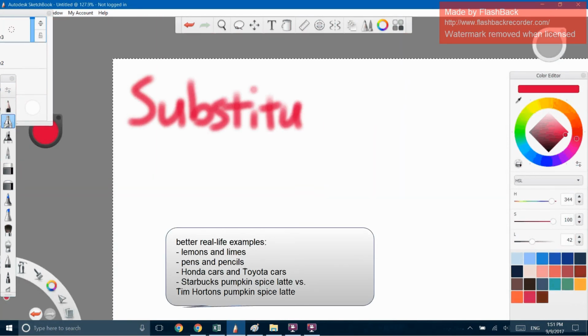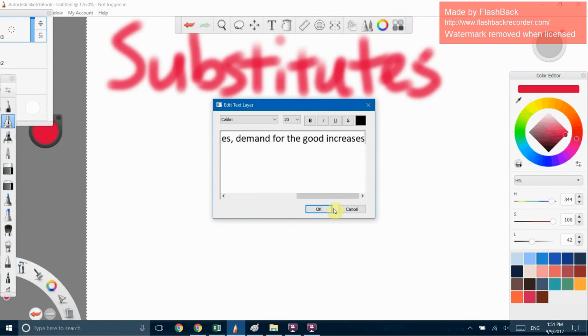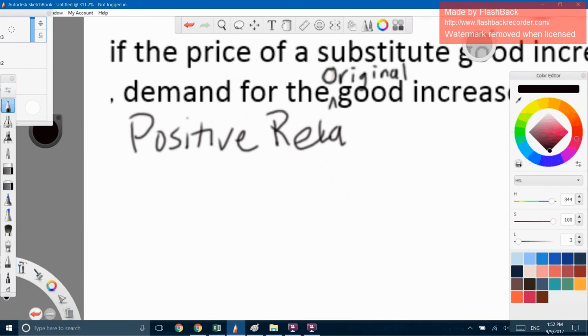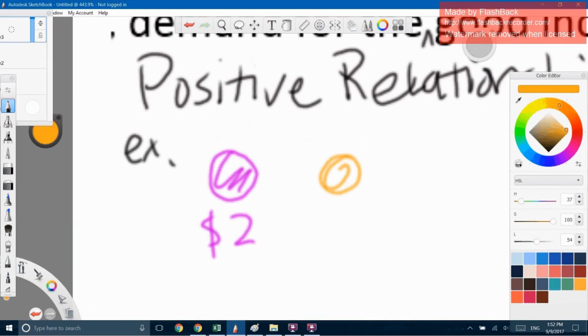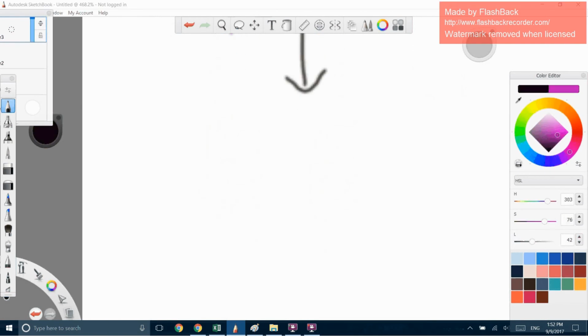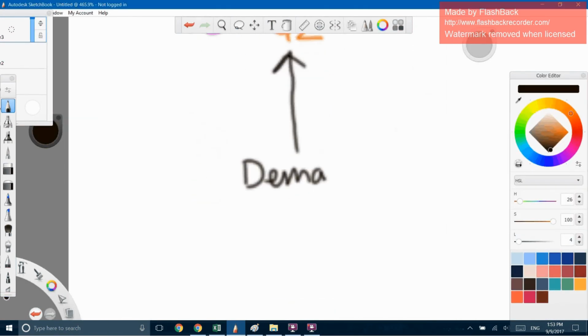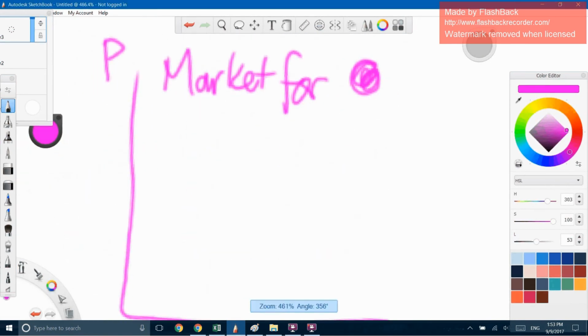Now let's talk about consumer substitutes. If the price of a substitute good increases, then demand for the original good also increases. There is a positive relationship. Let's do an example. If you had the purple ball and the orange ball, and then the price of the purple ball increased to $3, then people who would have bought the purple ball now would buy the orange ball. So the demand for the orange ball actually increases.